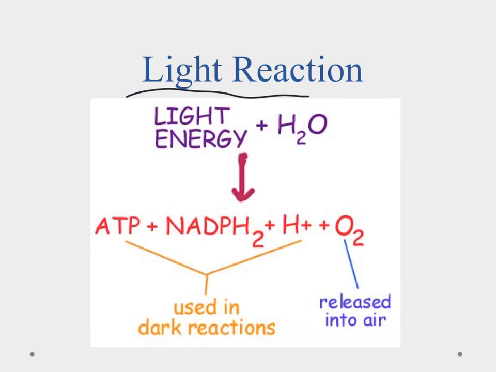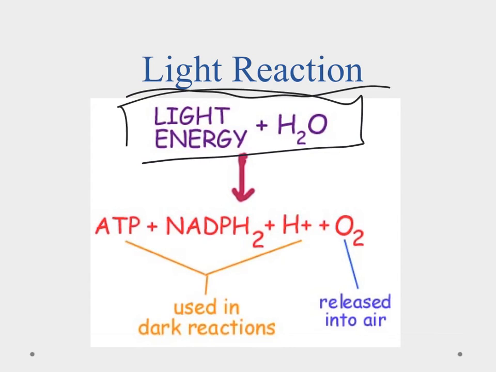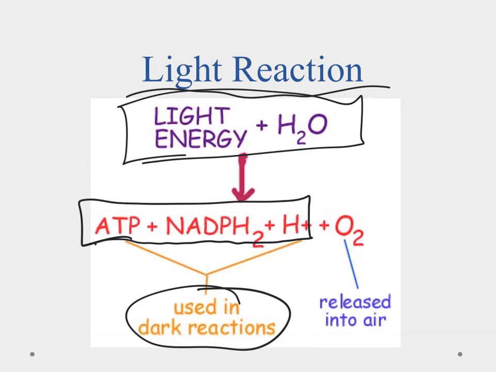Okay, so let's look at the light reaction as a summary real quickly. Remember, we're putting into the system light energy and water, and we're making ATP, NADPH, and hydrogen, and all of these are going to be used later on in the dark reaction, but we're also producing oxygen gas, which is then released out into the air, which we can breathe in.